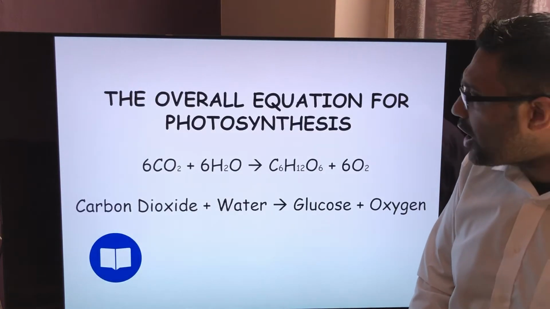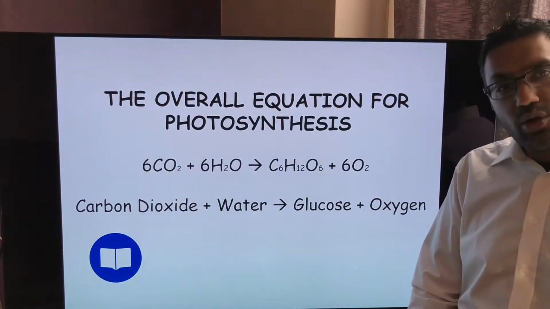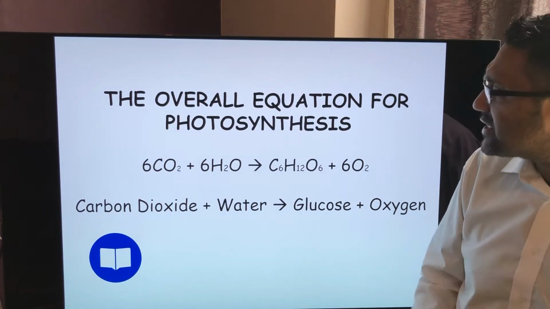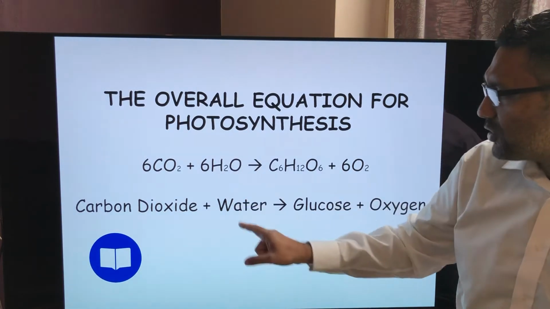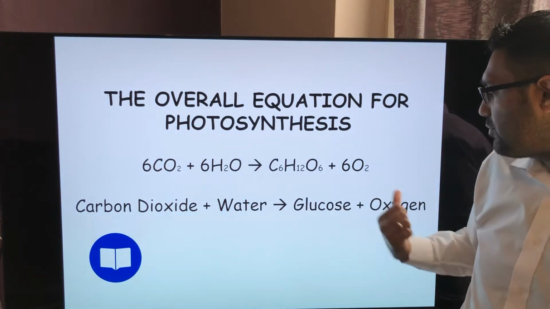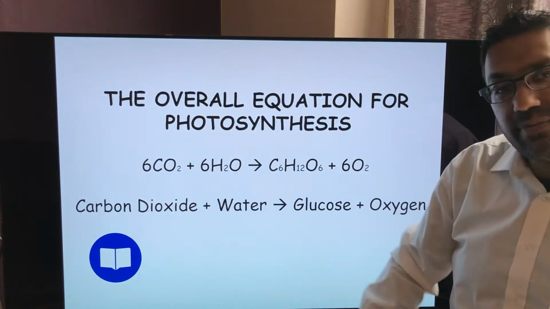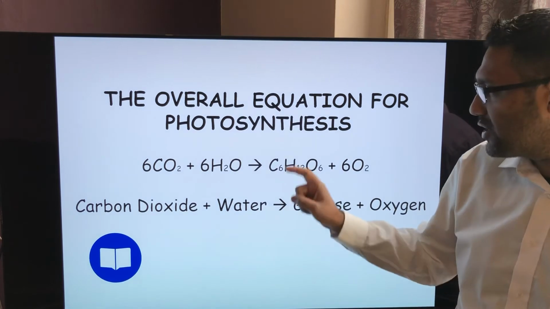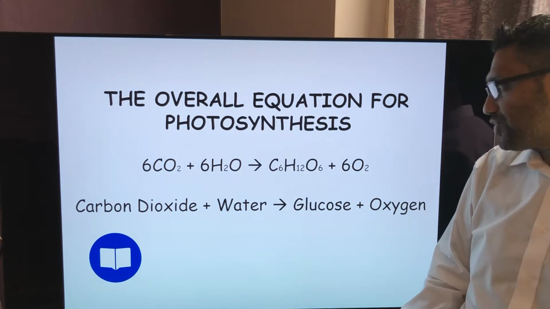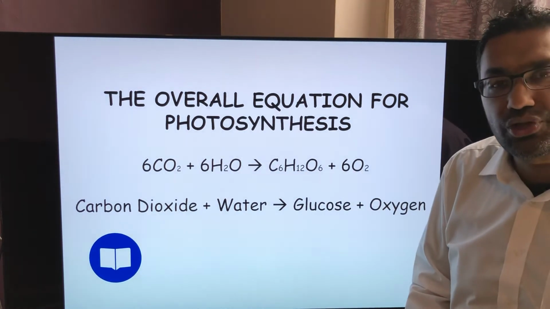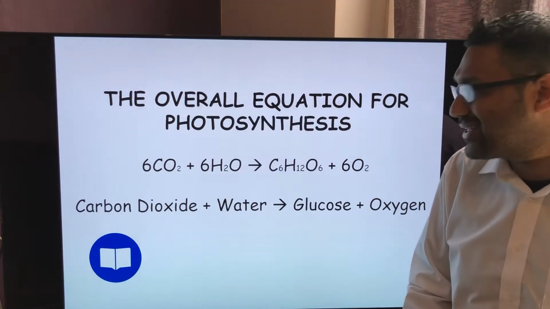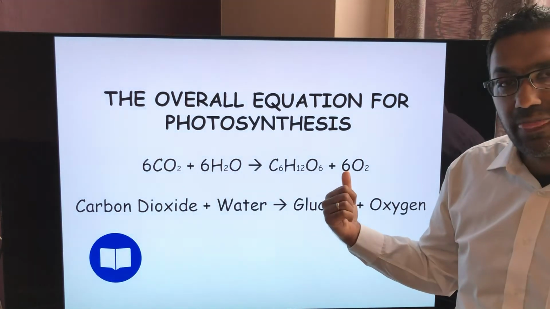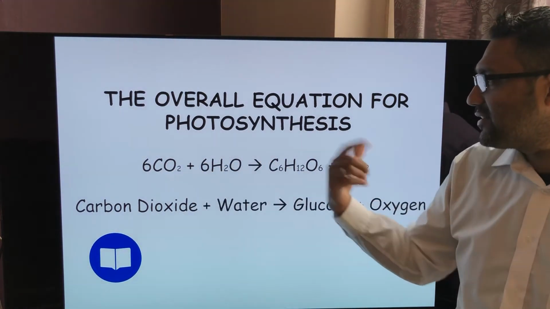And finally, our equation looks like this. Our GCSE equation is the overall word equation for photosynthesis: carbon dioxide plus water gives us glucose plus oxygen. The symbol equation is 6CO2 plus 6H2O gives us C6H12O6 plus 6O2. How do I remember that equation? Well, I call it the devil's equation, 6, 6, 6. The devil's number.